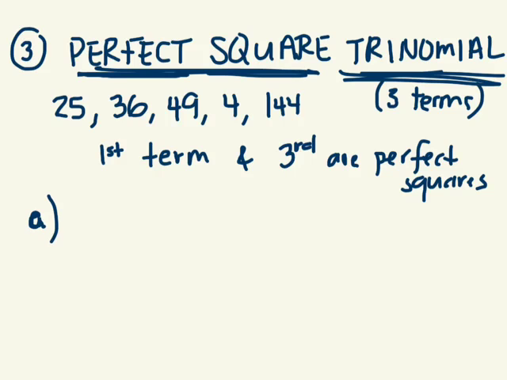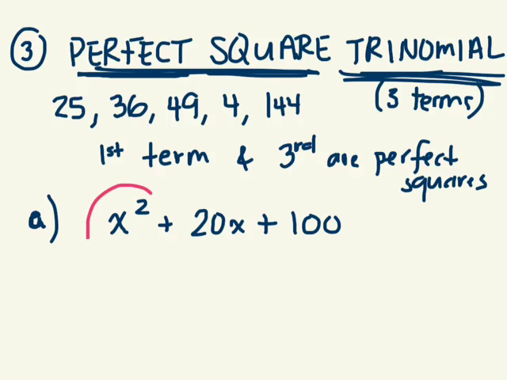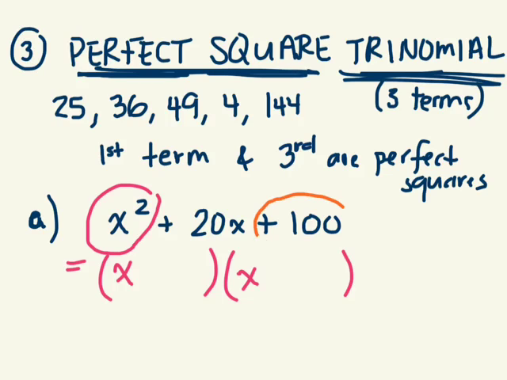Let's do A. X squared plus 20x plus 100. What's the first term here? Is this a perfect square? Yeah, what's the square root of x squared? So I know that my first term is going to be x. X times x is x squared. Is the last term a perfect square? What's the square root of 100? So the last term is going to be 10.